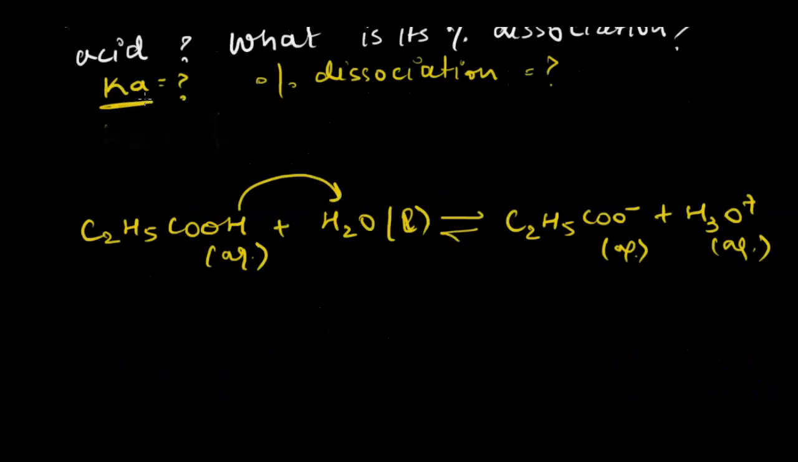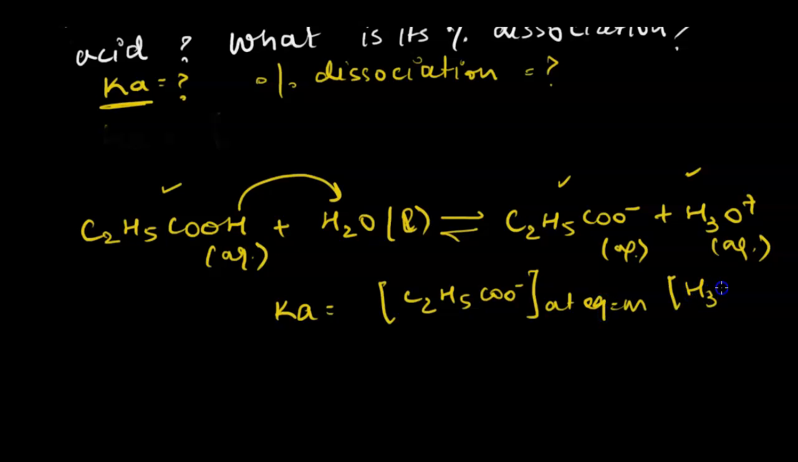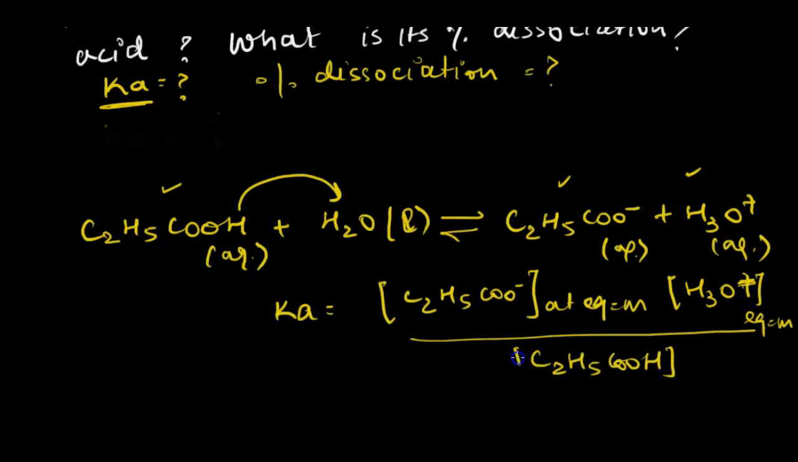Now, since we have to calculate Ka, we need the concentration of both the products at equilibrium as well as the concentration of propanoic acid at equilibrium, because Ka is equal to the concentration of C2H5COO negative, this has to be at equilibrium, times the concentration of hydronium ion at equilibrium divided by the concentration of propanoic acid also at equilibrium.